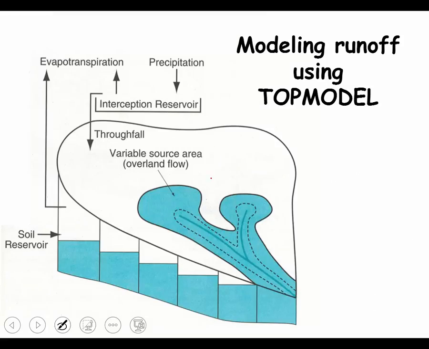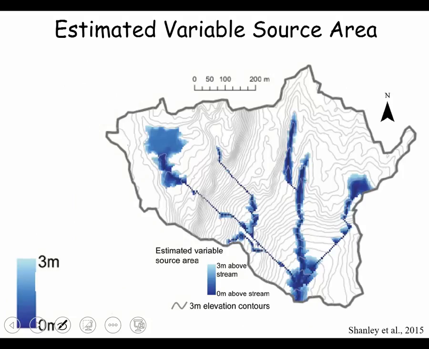Okay, and so we have computer models that basically will model variable source area, and essentially they're predicated on the rise in the water table. Okay, so this is actually looking at how much the water table has risen, and the lightest blue, the greatest area, is 3 meters above the stream. So what we're saying is the water table has risen 3 meters higher at the stream level. And what that translates to is an increasingly large area of saturated ground.